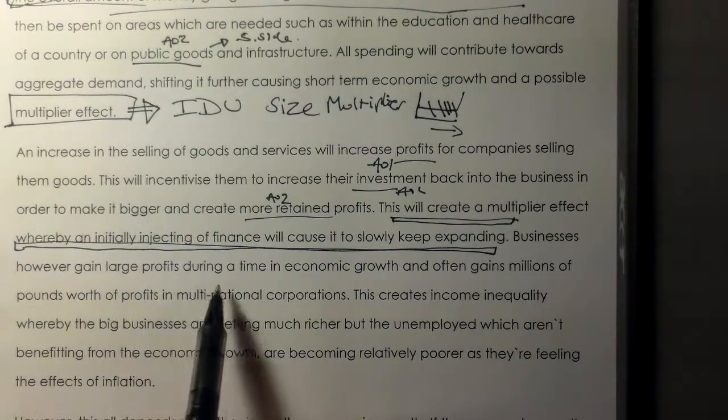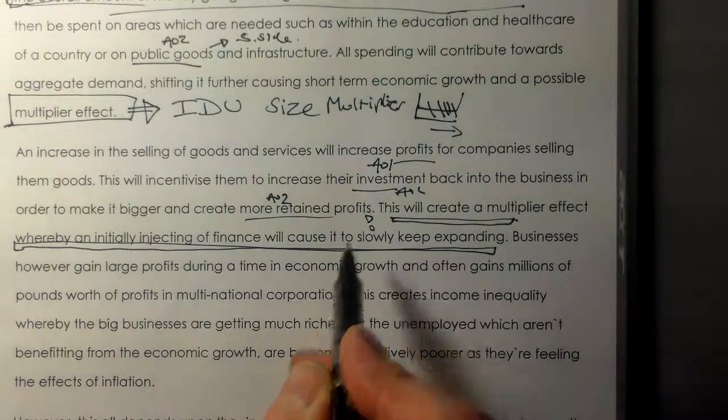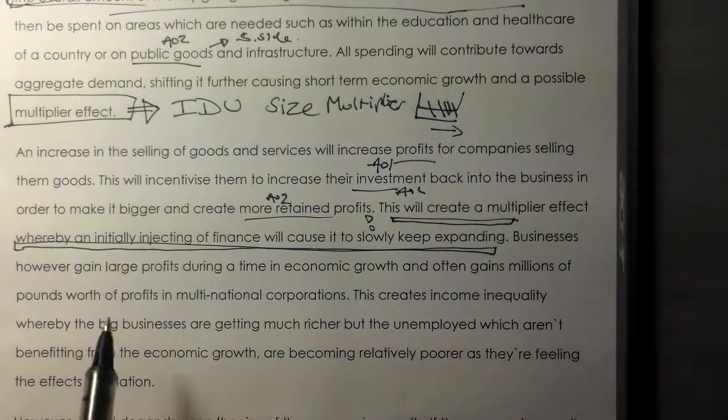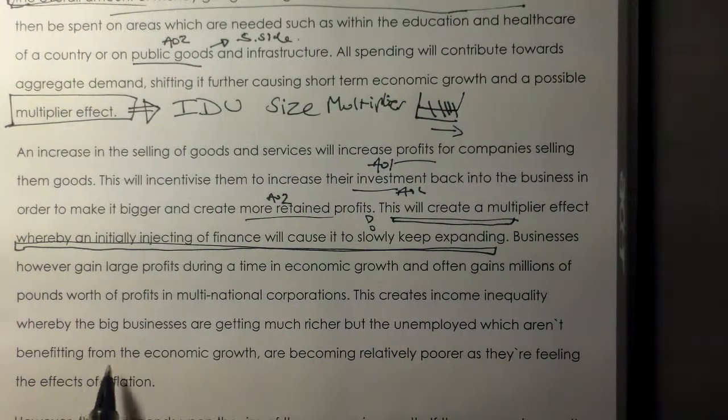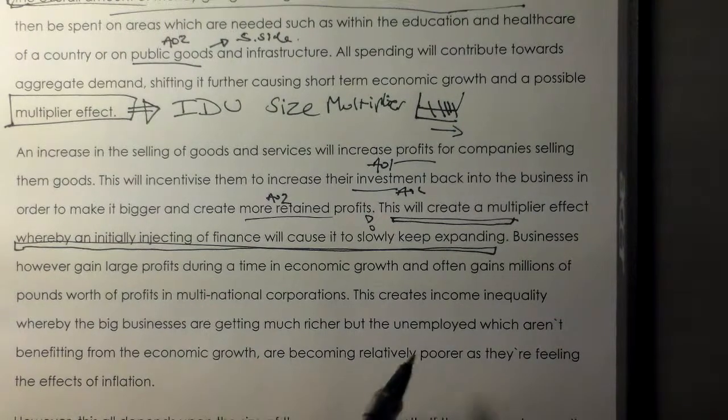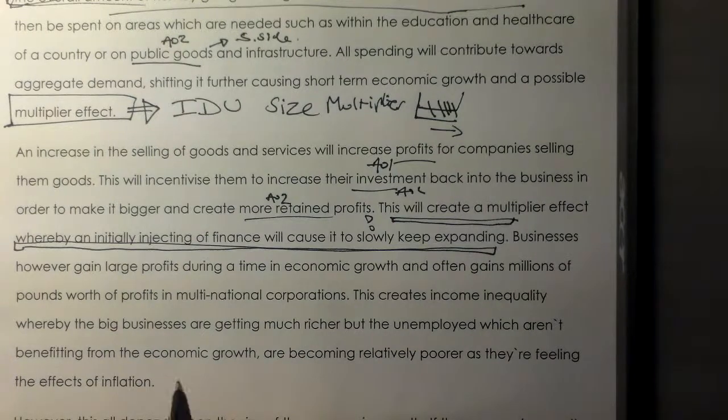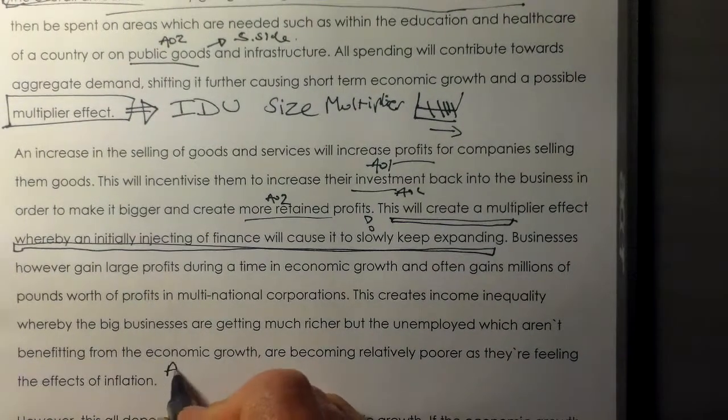Businesses, however, gain large profits during a time of economic growth and often gain millions of pounds worth of profits. This creates income inequality whereby the big businesses are getting much richer, but the unemployed, who aren't benefiting from the economic growth, are becoming relatively poorer as they're feeling the effects of inflation.